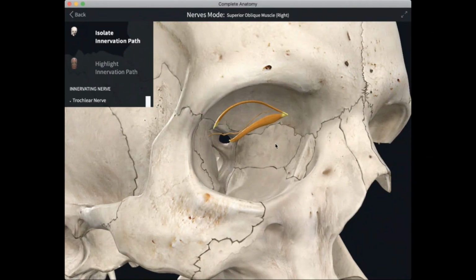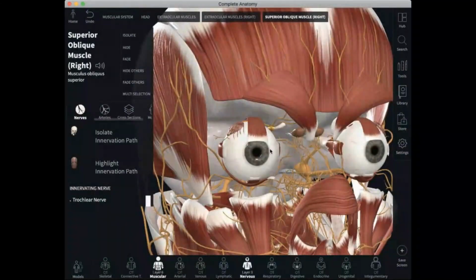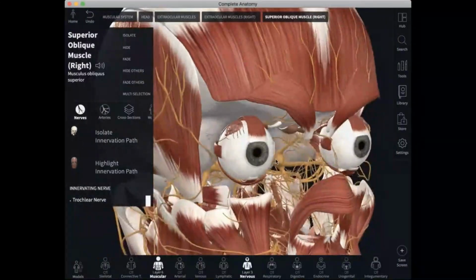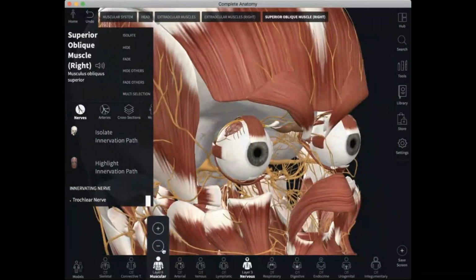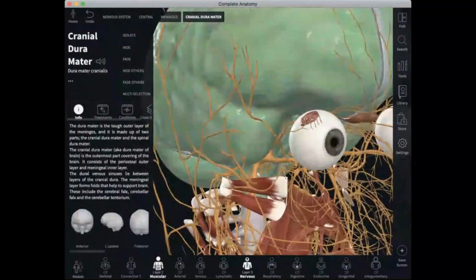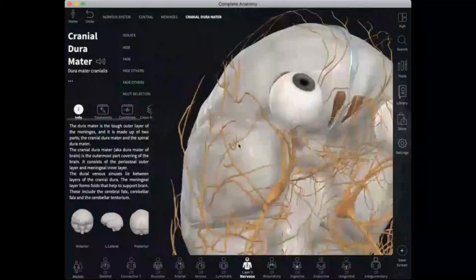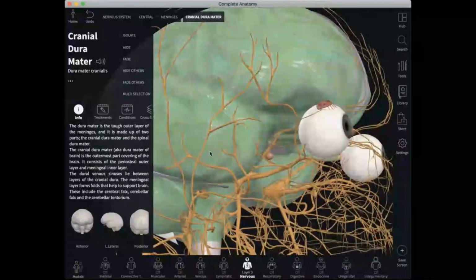The superior oblique and the inferior oblique muscles of the eyeball will rotate the eyeball to the right. Then you have the fifth cranial nerve, the trigeminal nerve. This is one of the thickest cranial nerves, and the complete sensory supply of the face is done by this trigeminal nerve.